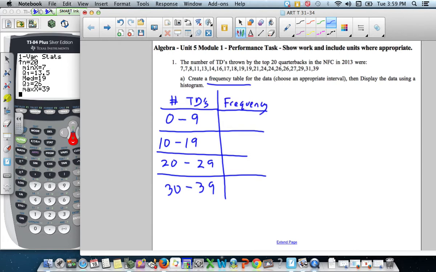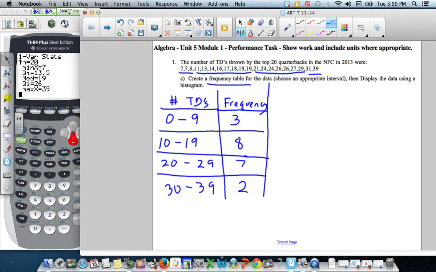So I look at my data and I count how many of them were in the interval 0 to 9. So there's 3. Then I go 10 through 19, and I count them, and there were 8. Continuing for the 20s, there are 7, and there are 2 in the 30s. So there's your frequency table.